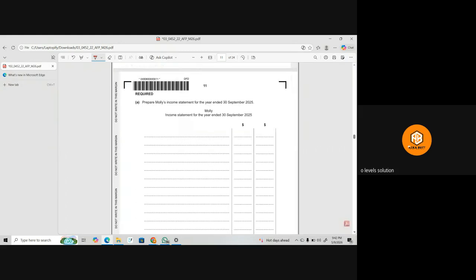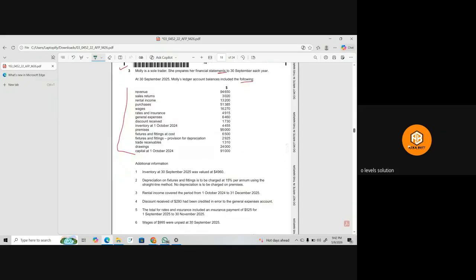We know the format, so we just simply start with the revenue. We know that first of all, we have to write the revenue. So let's write it down. Revenue. Let's go up. We have the revenue at the start, which is 94,650.